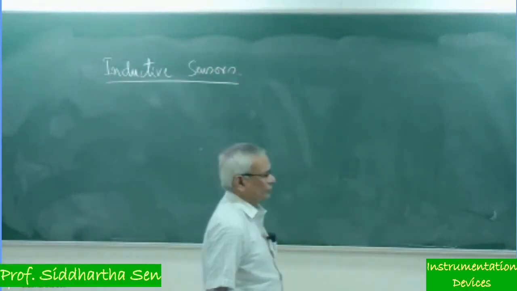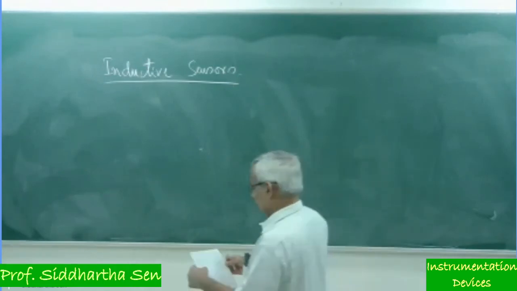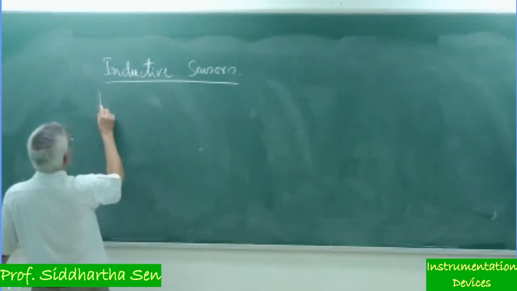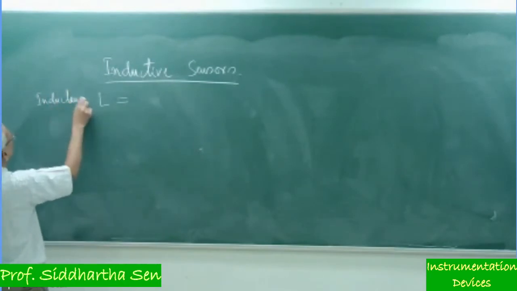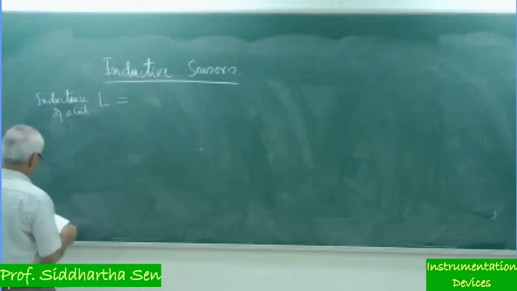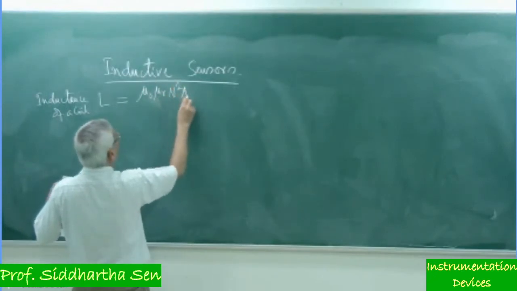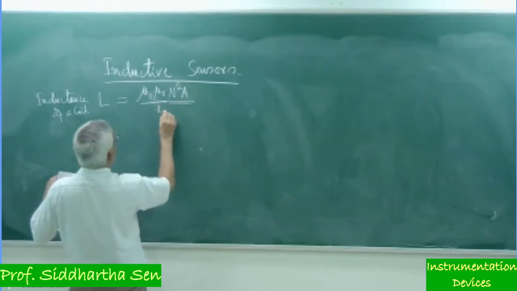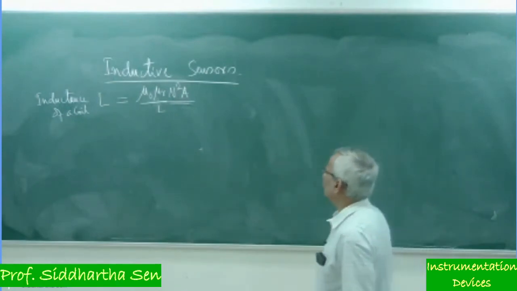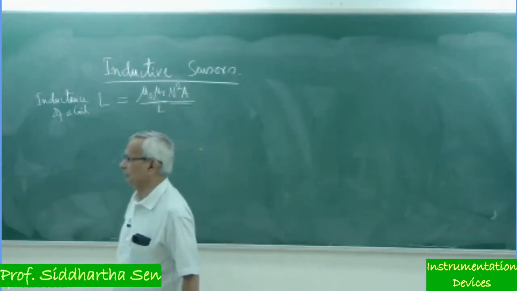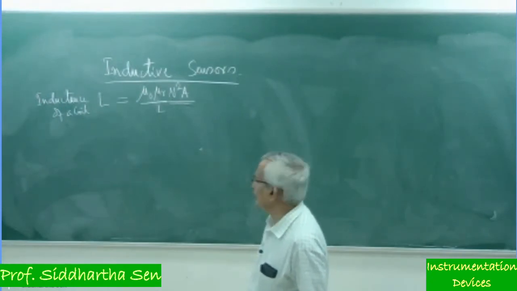So inductive sensors, from this name itself, we can see that it is the variation of inductance. You know, the inductance of a coil is given as mu 0 mu r n square A divided by L. Possibly all the terminologies are known to you. Mu 0 is the permeability of free space, mu r is the relative permeability of the material, n is the number of turns, A is the cross-sectional area, and L is the length of the coil.